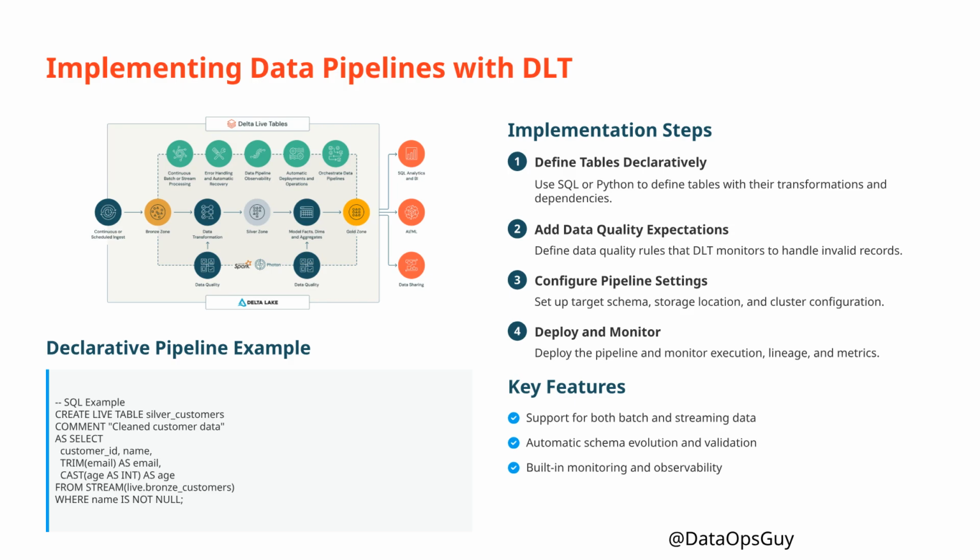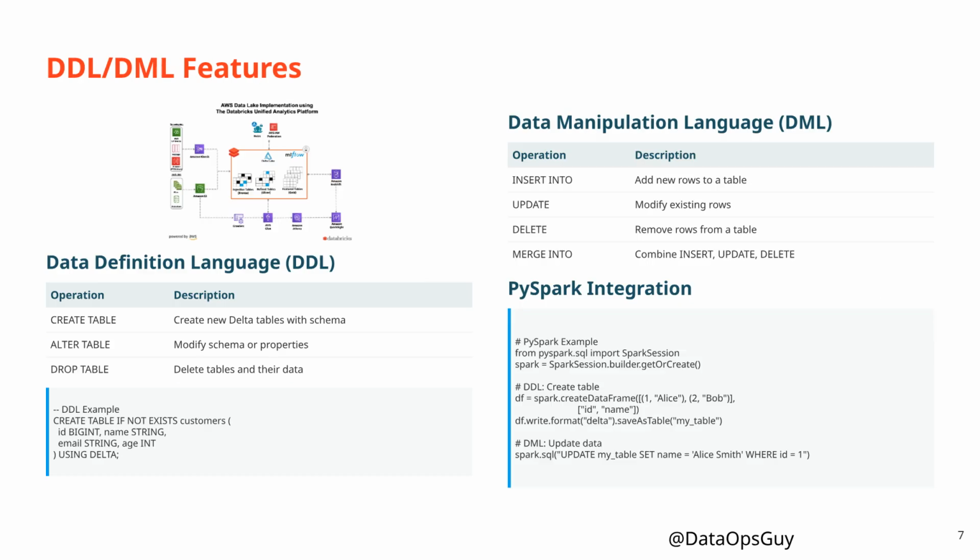statistics. Key features of DLT include support for both batch and streaming data, automatic schema evolution and validation, and built-in monitoring and observability. The declarative approach means you focus on what you want to achieve rather than how to achieve it, with DLT handling the operational complexities automatically.